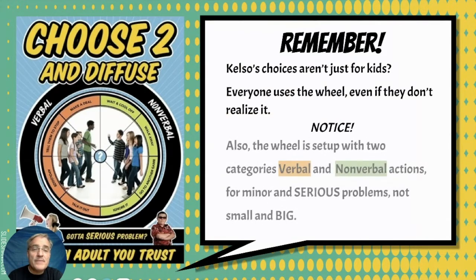So I want to again make you notice that the wheel is set up with two categories, verbal choices and nonverbal choices. And these are to solve minor problems, not serious problems. Remember, minor problems are problems that we can solve on our own, but serious problems, like big problems, are ones that we have to get help from other adults.